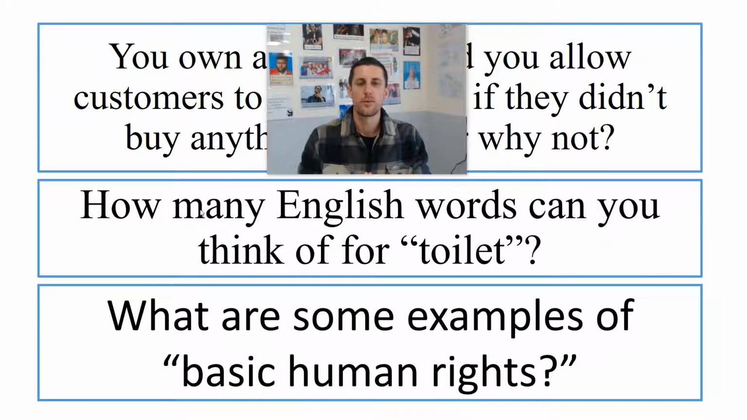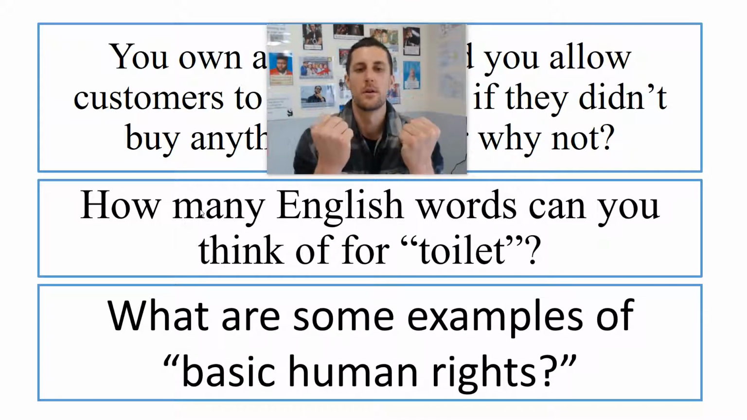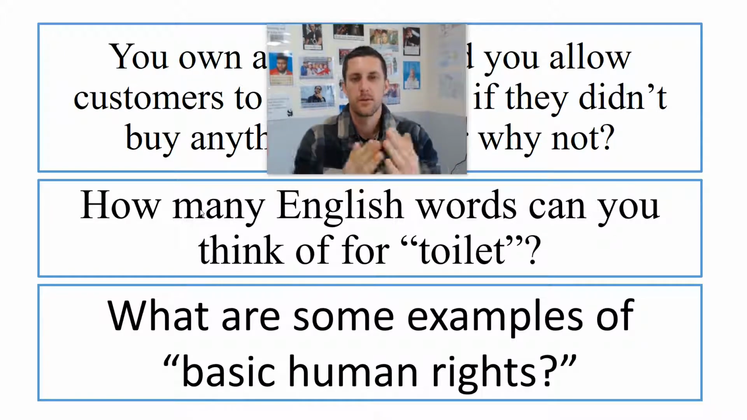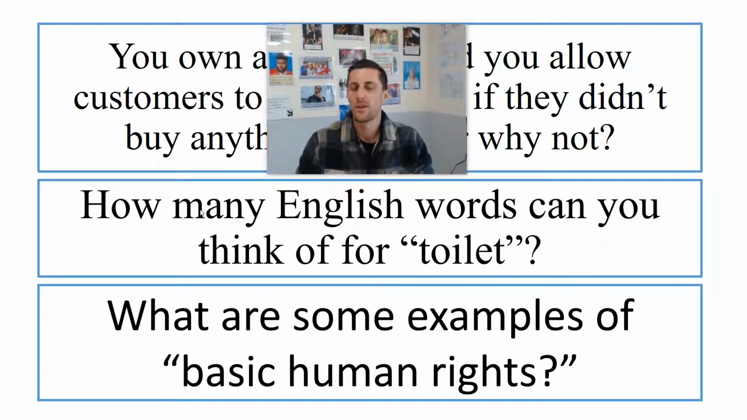How many English words can you think of for toilet? Toilet, restroom, washroom, the facilities, the can, the loo, the John, the shitter. Anyways, that's quite a few. I think that most people could think of about 4 or 5 at least.